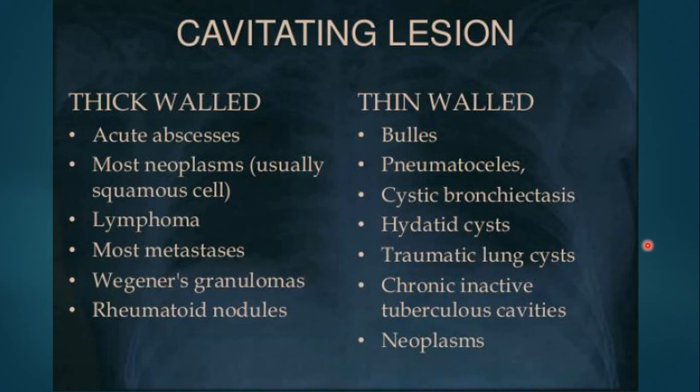While thin-walled cysts, let's say, include bullae, pneumatoceles, cystic bronchiectasis, and hydatid cyst if ruptured, can cause thin-walled cysts, ruptured, because if unruptured, they present as a fluid-filled cyst, just like a mass. Traumatic lung cyst contains air also. Chronic inactive tuberculous cavities, and rarely some neoplasms, can present as thin cysts.